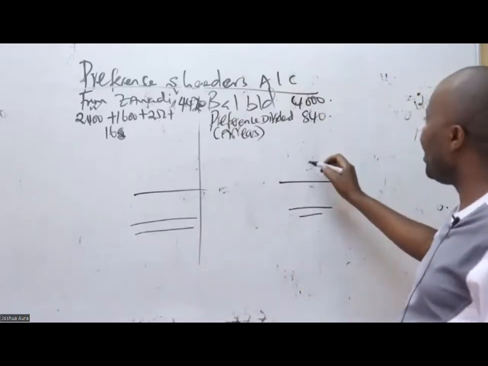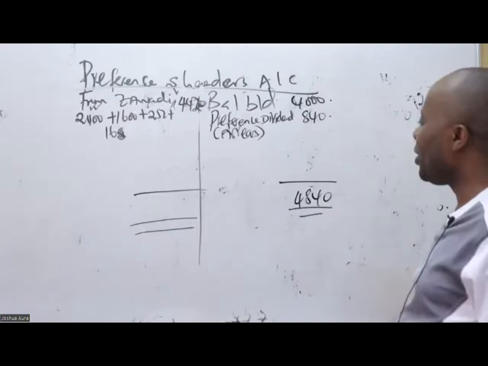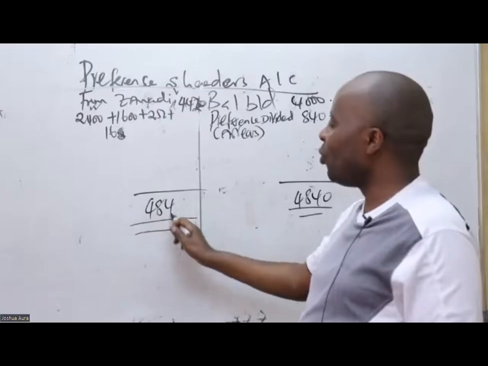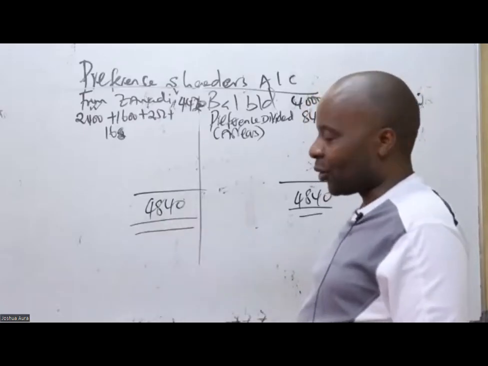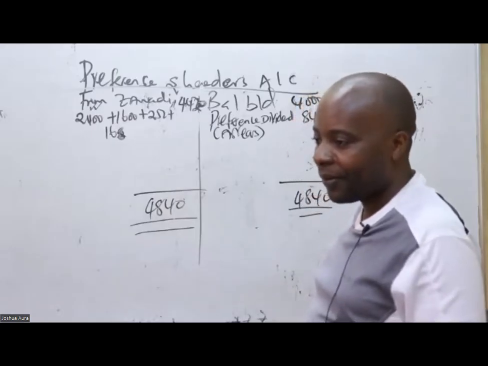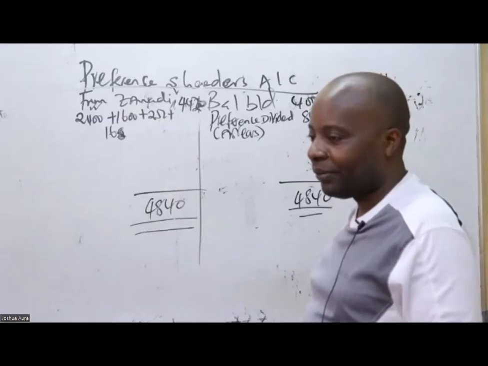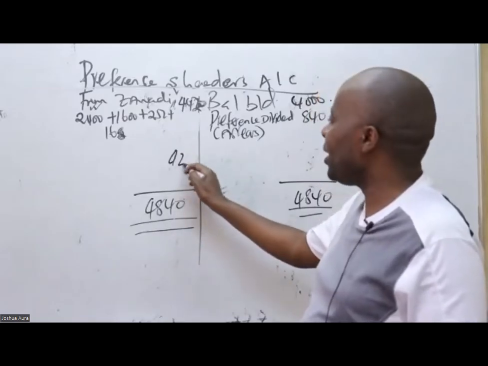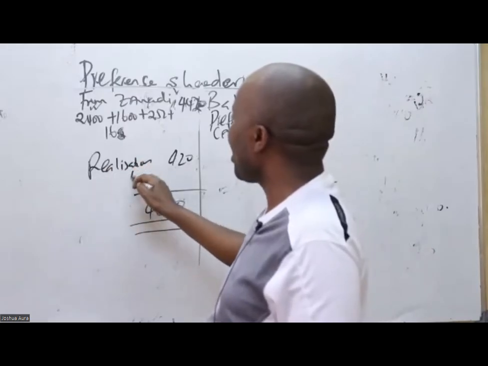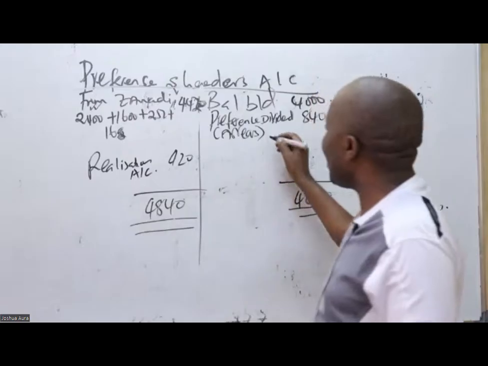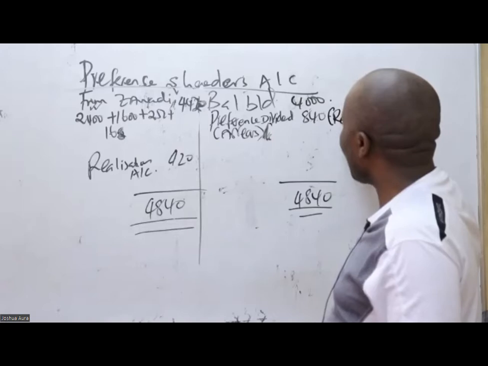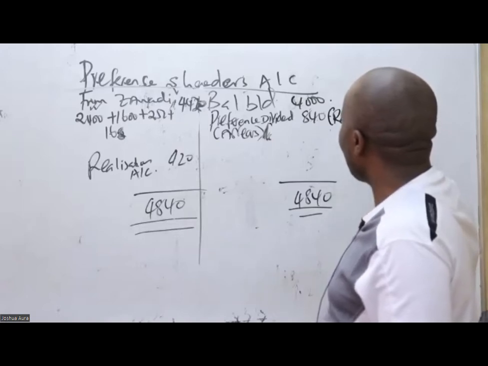Then this will be 4840. So 4840 minus 4420 gives me how much? 420. So 420 will go to the realization account. But also remember that this figure of 840 as well will go to the realization account as a debit entry.